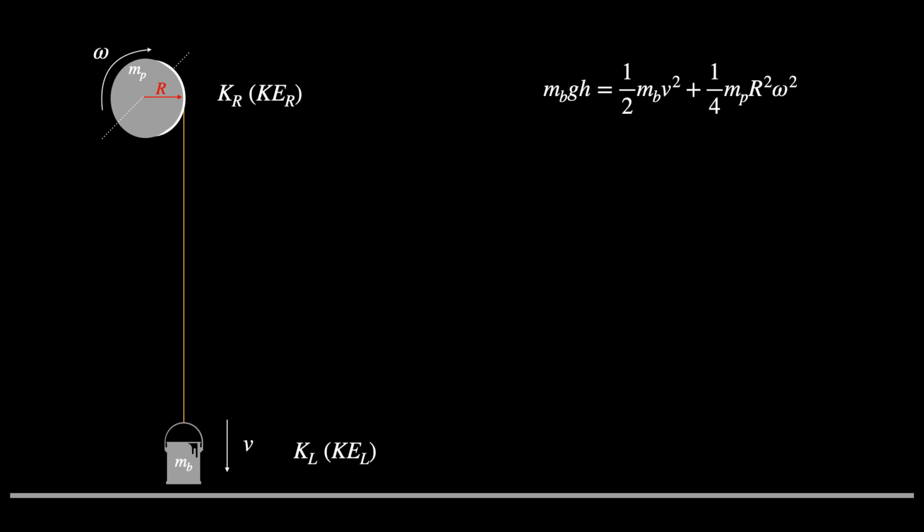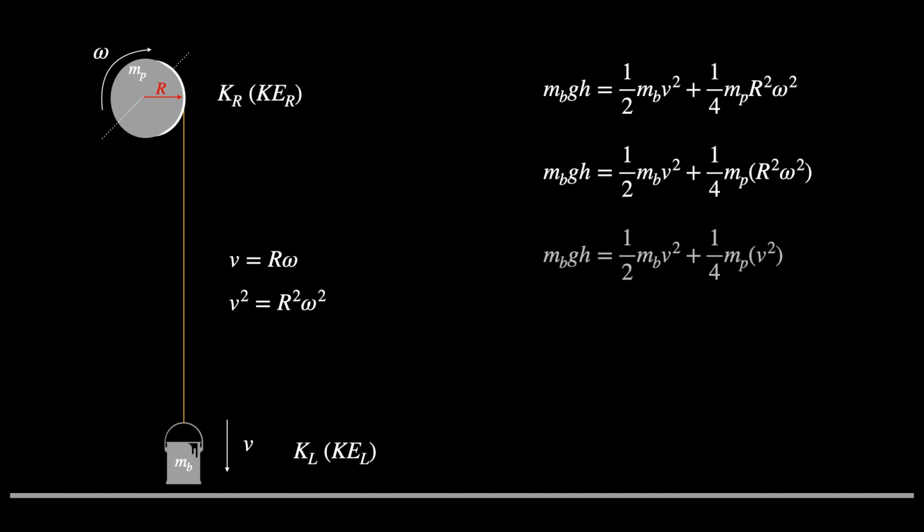If we remember the difference between linear and angular, v is equal to r omega. So the linear velocity of the bucket is related to how fast the pulley rotates. If I were to square those quantities, I get v squared equals r squared omega squared. Looking back at my equation, I can isolate that r squared omega squared from the rotational aspect of the pulley, which I see as related to the linear motion of the bucket.